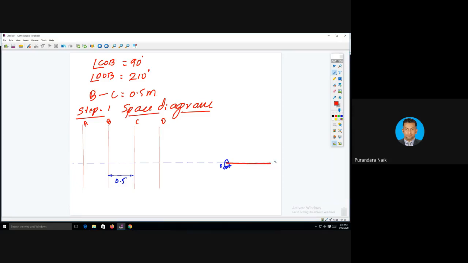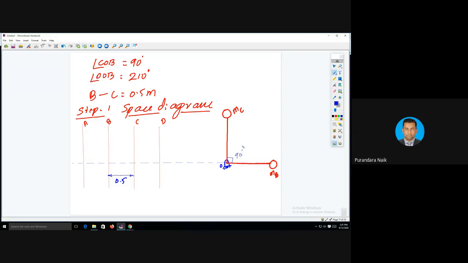So this is MB. After drawing mass B, mass C is 90 degree with B. You need to measure 90 degree in the counterclockwise direction. It will be exactly vertical. And this mass is MC. What is the angle? Angle is 90 degree from B. It is a right angle.